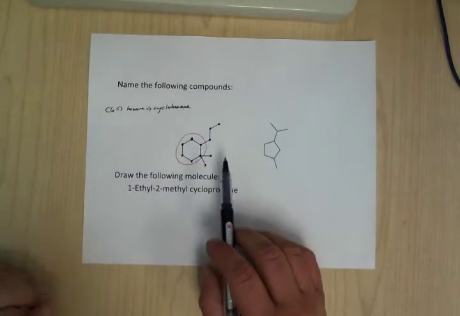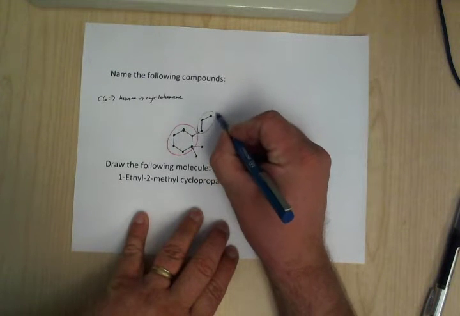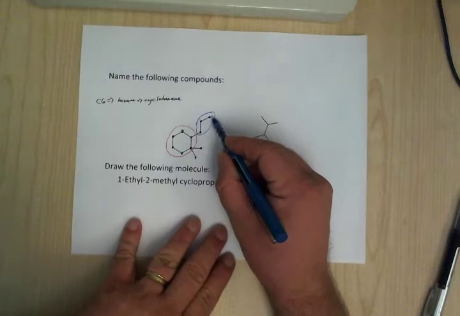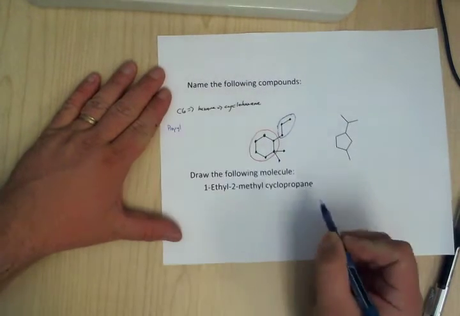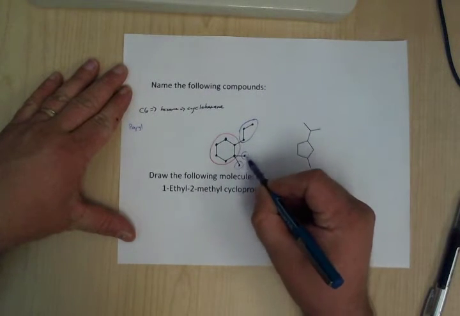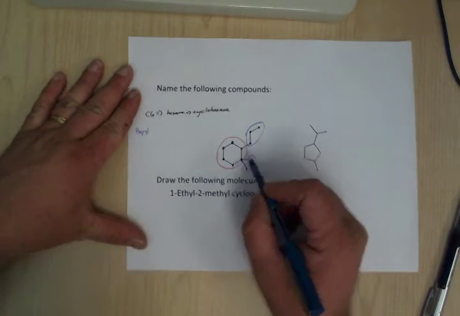Okay, so now that means that we have three side chains here. This one here is 3 carbons long, so that makes it propyl. And then we have these 2 individual methyl groups. This isn't an ethyl group. These are 2 individual methyl groups. So, methyl.